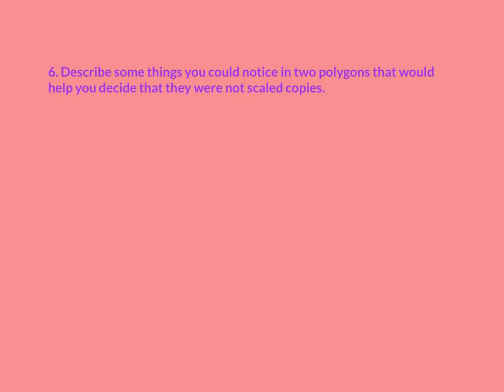This last one. Describe some things you could notice about two polygons that would help you decide that they are not scaled copies. Well, this is a little bit of a throwback, if you will, from our last unit on scaled copies, but there's many reasons you can come up with, but let's do some of the obvious. We would say they're not the same shape. Obviously not the same shape, like a square and a rectangle, a square and a triangle, a circle and a triangle, those kinds of things.